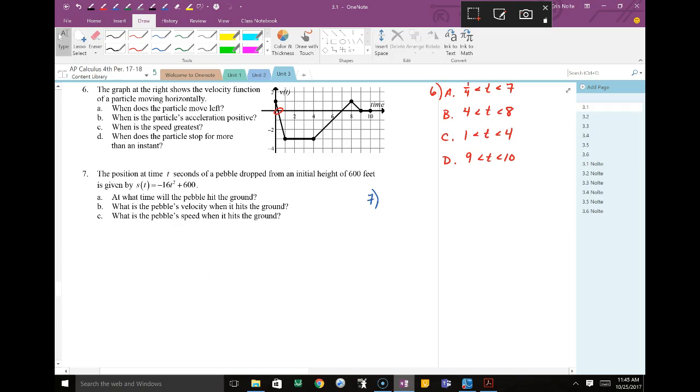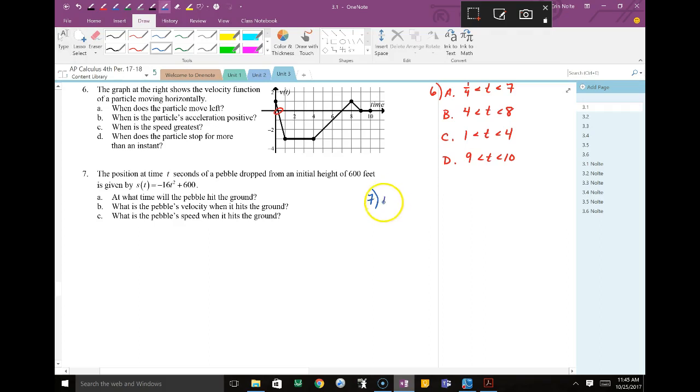The initial velocity would be 0 because, do you remember the equation that I gave to you? That one you wrote down, that middle term, there's no linear term. So it means that that's 0, which would make sense if I'm about to drop something. Right before I drop it, it has no velocity, right? Okay. At what time will the pebble hit the ground?